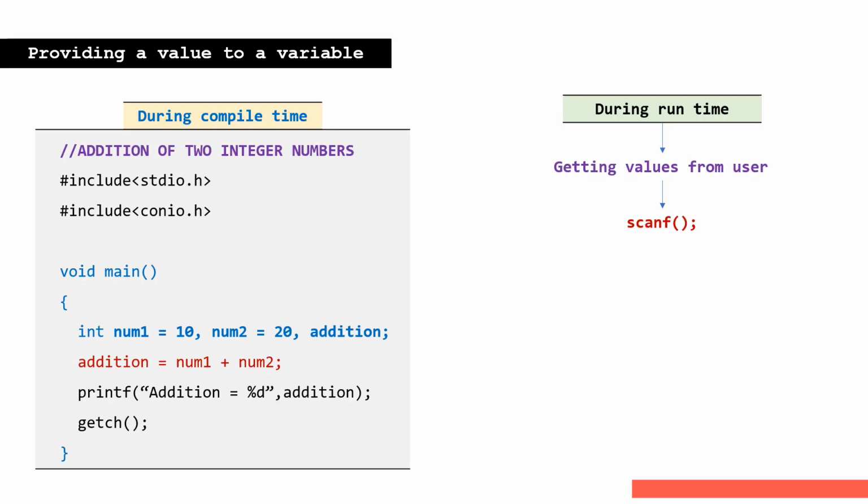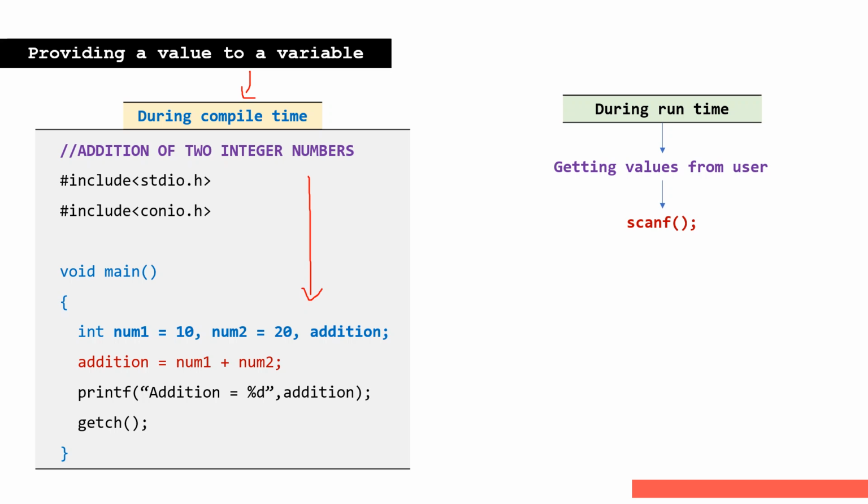Now we have seen providing a value to a variable, or variable definition, which is nothing but defining a value for a variable. There are basically two ways to define a value for a variable. One is during compile time. We have already seen this. We provided the value while we were writing the code or during compilation of the code. That's why it is called compile time definition of a variable.